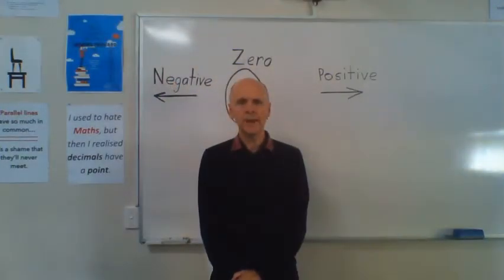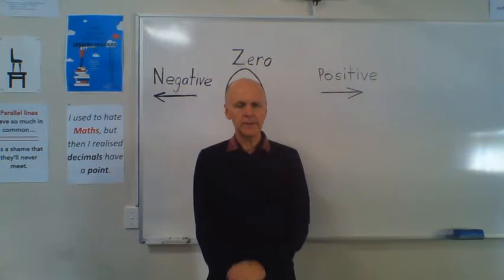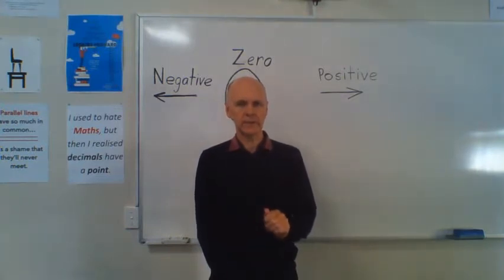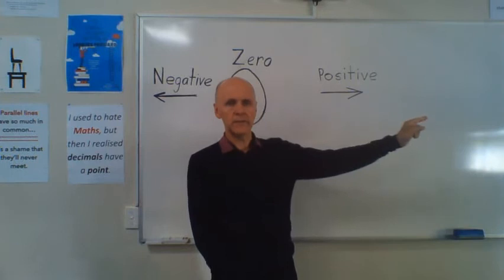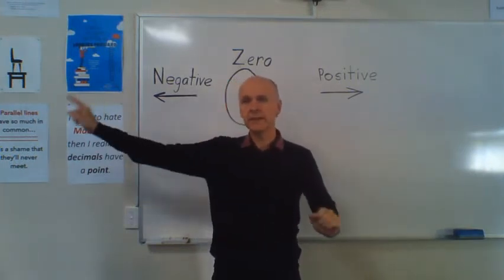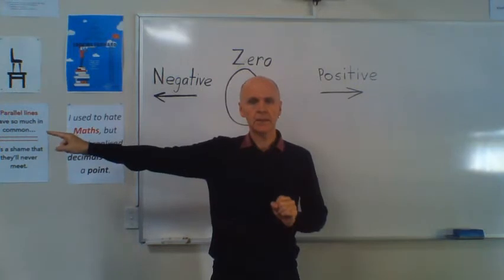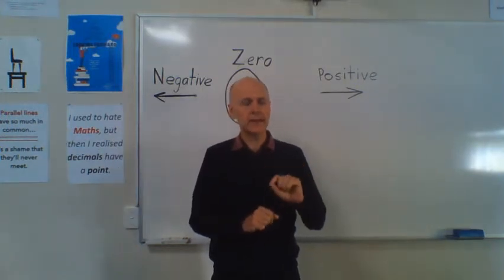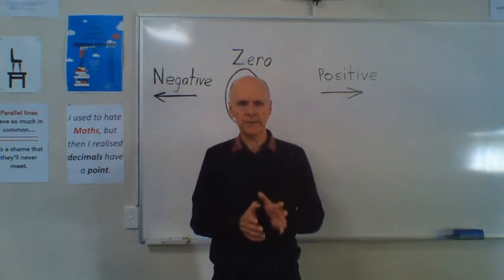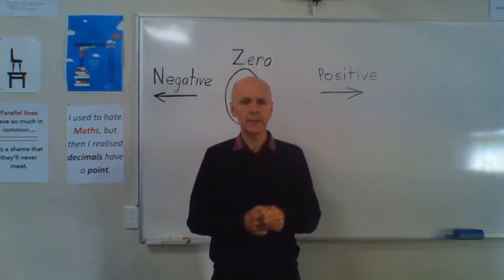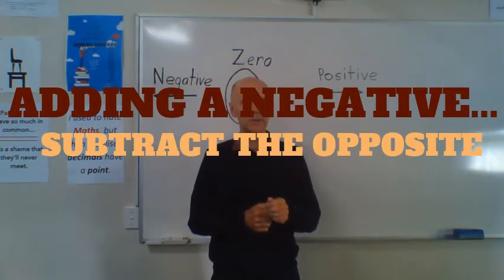Now, what happens if we add or subtract a negative number? First thing to remember is that negative has got to do with the opposite. So when we think about positive 5, the opposite is negative 5. So everything to do with adding and subtracting negative numbers has got to do with doing opposites. So, for example, if I add a negative number, what I'm supposed to do is do the opposite to the opposite. So add a negative, what I should do is subtract the positive number.